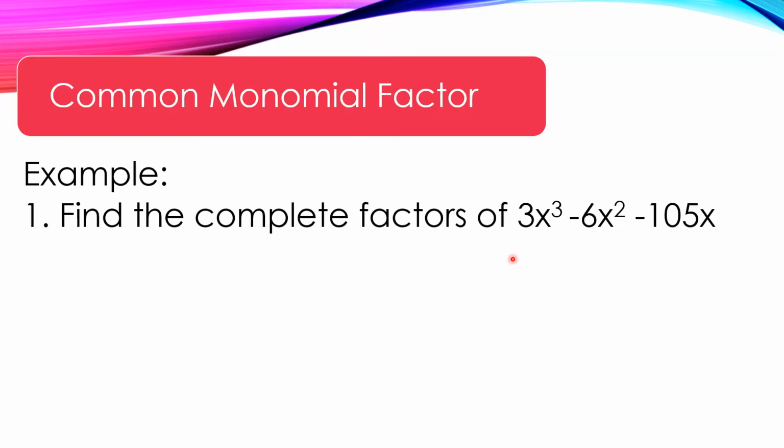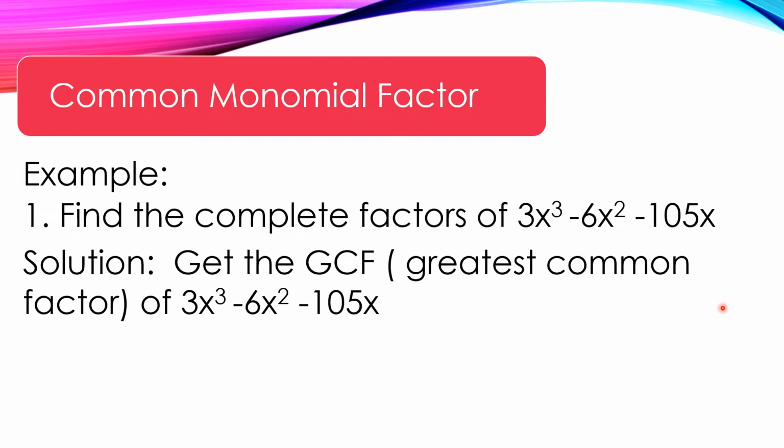Let us take 3x cubed minus 6x squared minus 105x. Using common monomial factor, we're going to determine the greatest common factor by using the coefficients. So we have 3, negative 6, and negative 105. Since these are divisible by 3, and all of these terms have a common variable part, the greatest common factor is 3x.